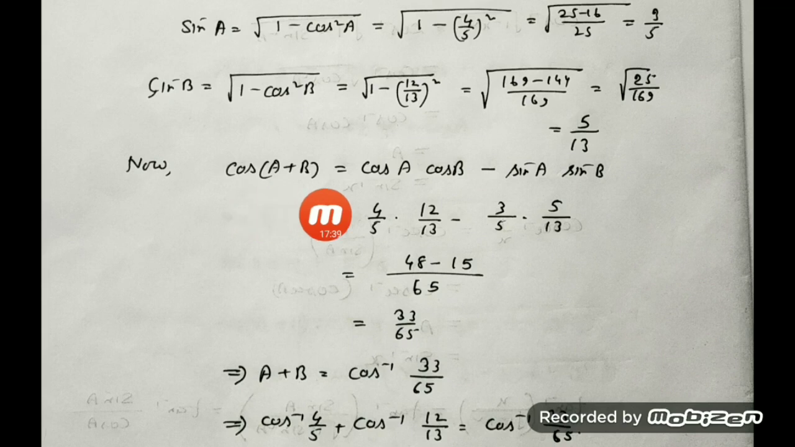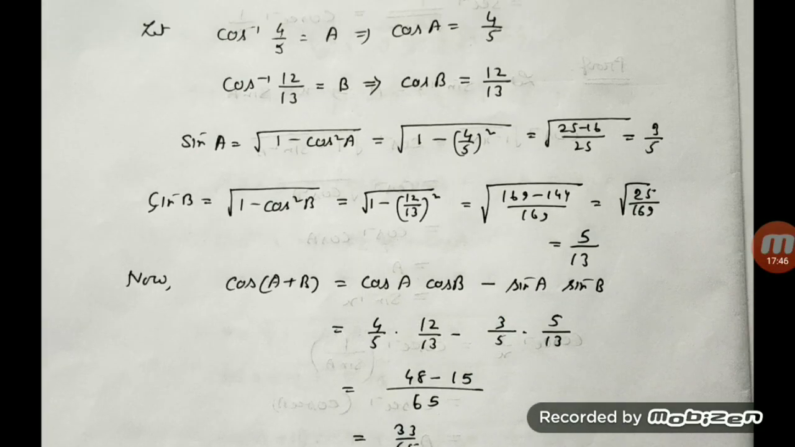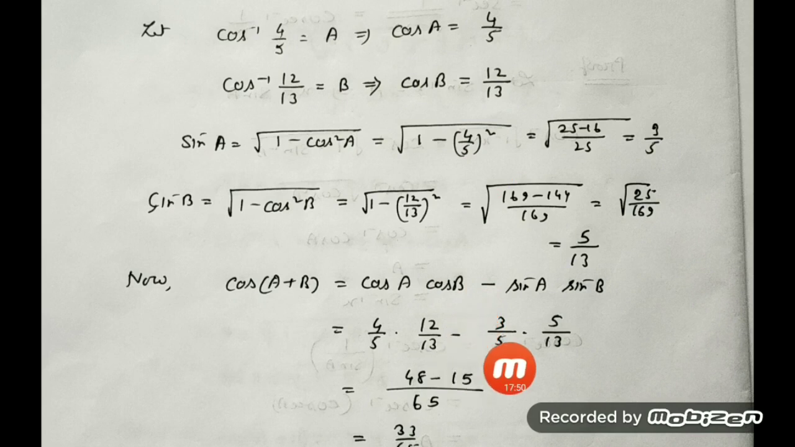We have this one, cos of A plus B is equal to what? Cos A cos B minus sin A sin B. Substitute their different values. Cos A value is equal to what? 4 by 5 substituted. Cos B 12 by 13. Sin A is 3 by 5. Sin B 5 by 13.